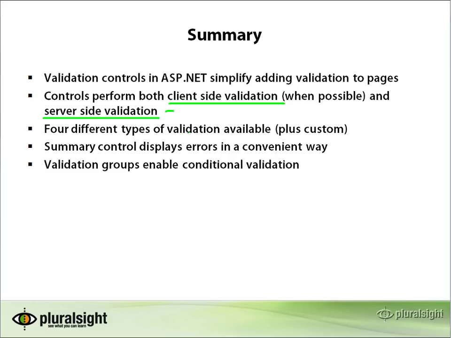There are 4 different validation controls available, plus a custom one that opens up a lot of doors. The summary control gives you a nice display of all of the errors on a page, either with a message box or just in paragraph form with a list. And then finally, validation groups give us a way of enabling conditional validation depending on how the user is posting back the form.